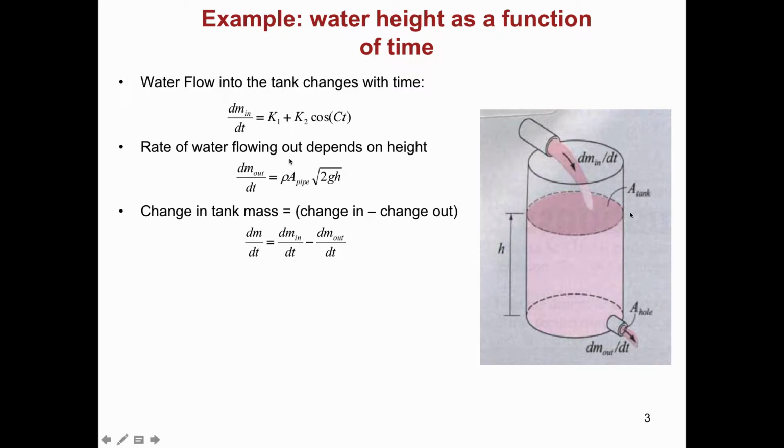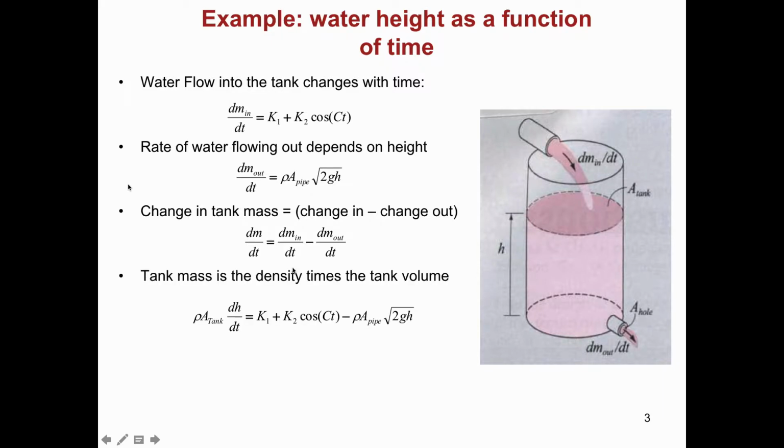So the change of the mass within a system is equal to what comes in minus what comes out. That's essentially the more general version of mass conservation in this tank. So the change in mass in time is the mass coming in minus the mass going out. And we can also relate the mass to the height, because we know all of the other quantities.